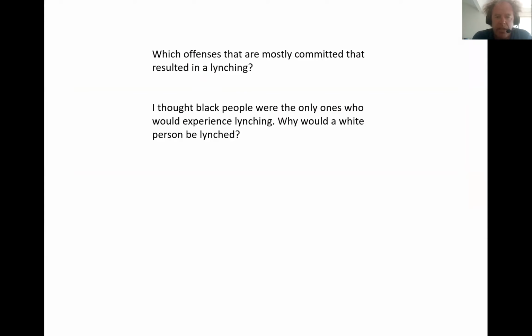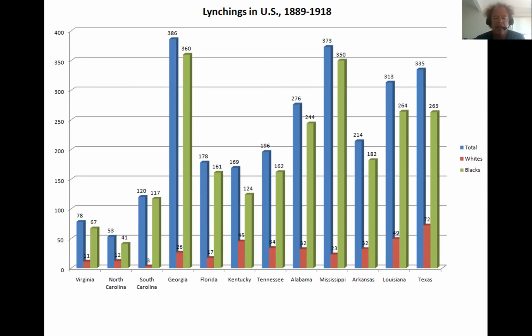The second set of questions dealt with the political violence side of this issue. Which offenses are mostly committed that resulted in lynching? And I thought Black people were the only ones who were lynched. Why would a white person be lynched? Both excellent questions. We'll go back to the chart for the South, and you see here, even in the South, there are tiny numbers of whites who are lynched. The smallest is in South Carolina with 3.